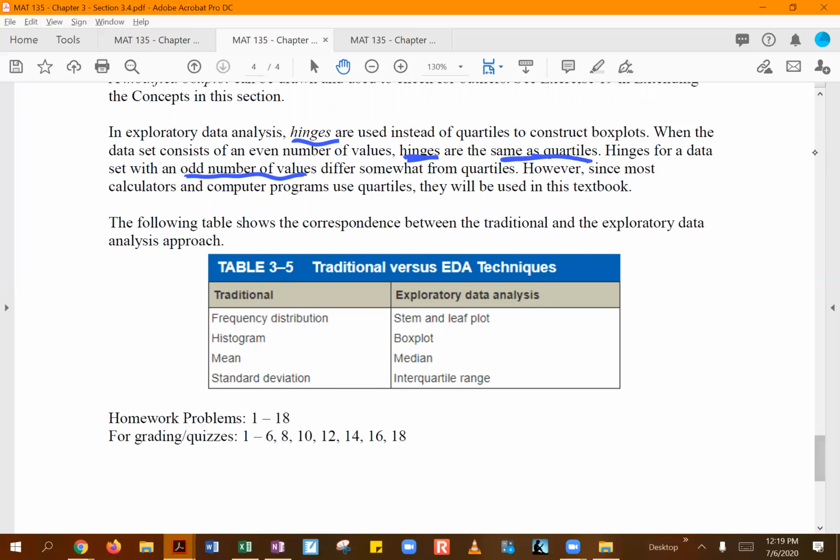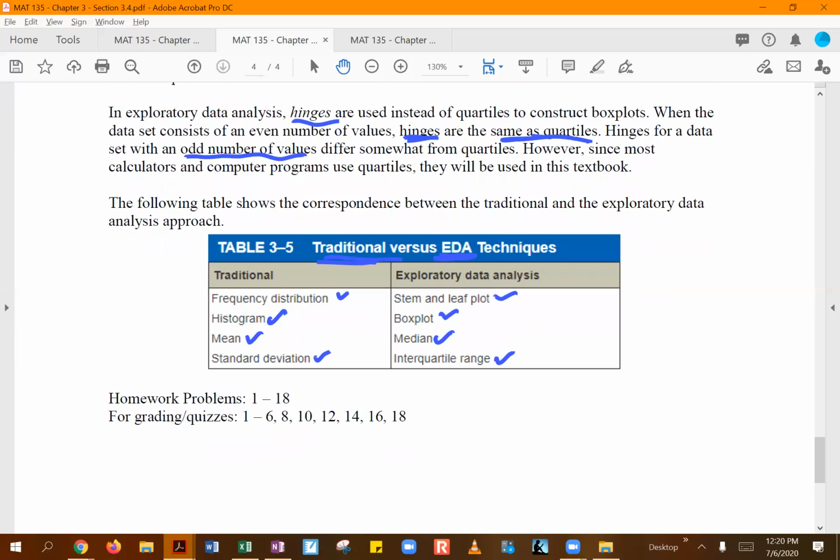So just to show you a comparison between the traditional and the exploratory data analysis techniques: we would be using frequency distribution in the traditional calculations, of course, and stem and leaf plot in EDA; histograms for traditional, box plots in EDA; of course, mean in the traditional, and median in the EDA; and standard deviation for traditional, and interquartile range for EDA calculations.